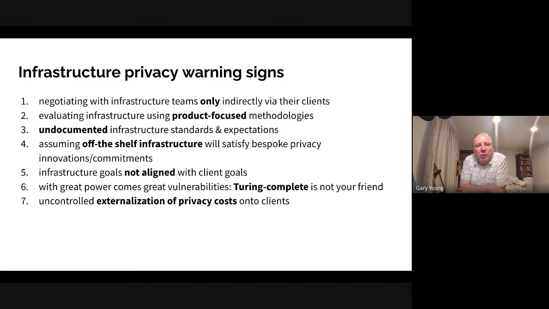With great power comes great vulnerabilities. If you make infrastructure that's Turing complete, then it can be used for any and all things, and therefore it may well be used for any and all things. And making that safe becomes much more difficult.